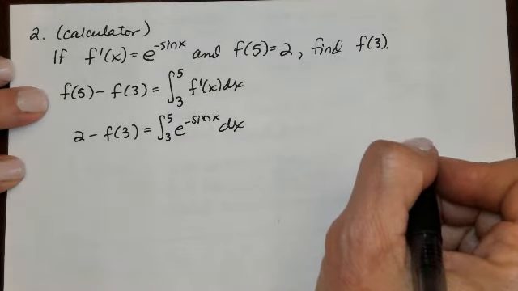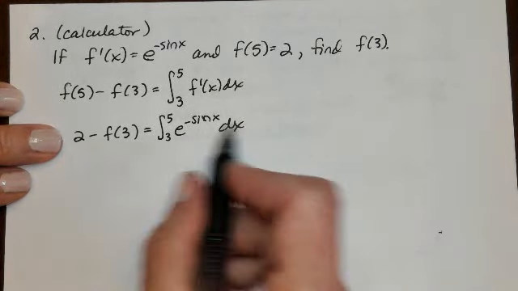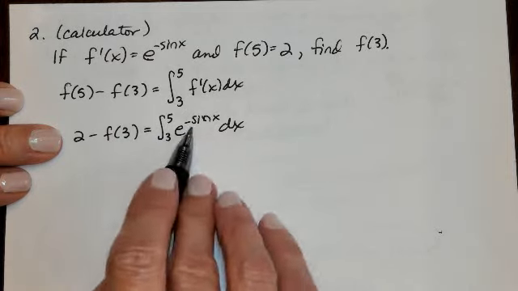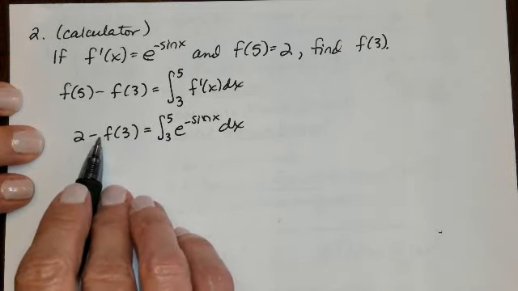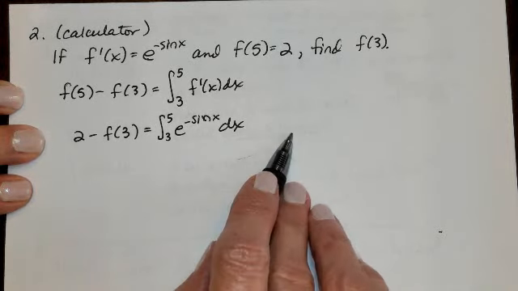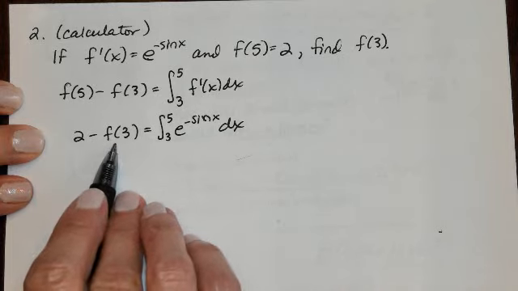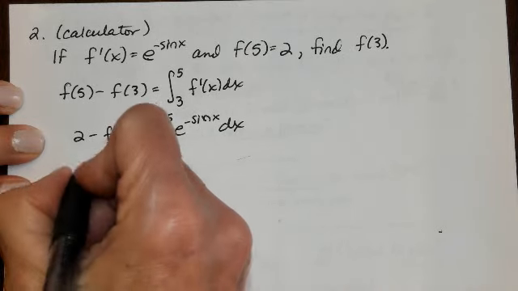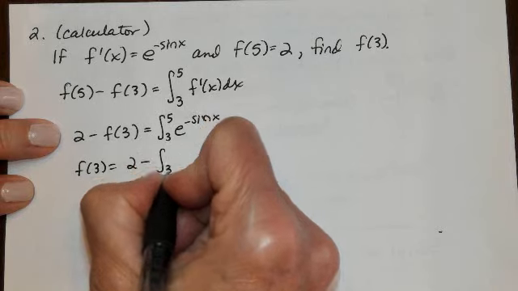Okay? Now we're solving for f of 3, and I can stick this in my calculator now, but I usually wait until I have f of 3 by itself. So if I move f of 3 to the other side, it would be positive, right? And then I would need to move this integral to this side, and it would be negative. So f of 3 will equal 2 minus that integral.